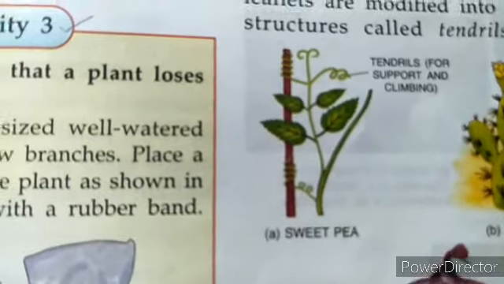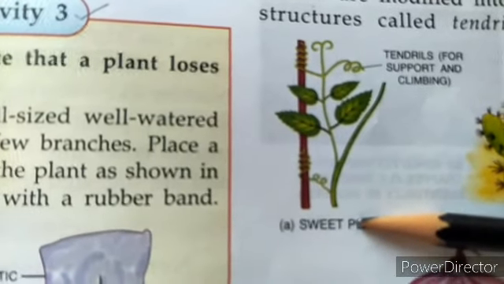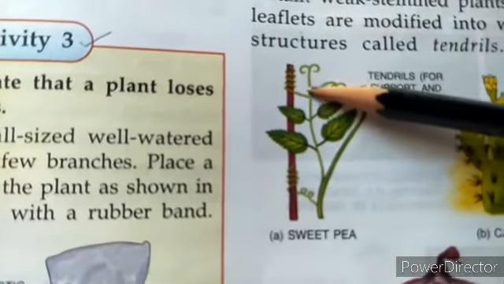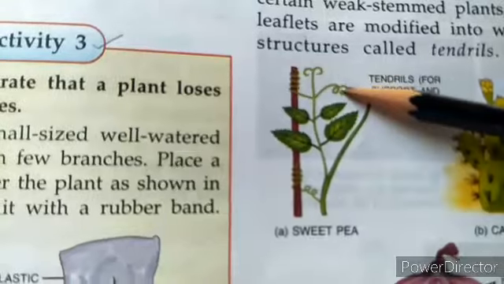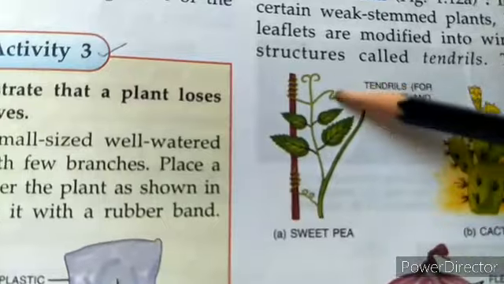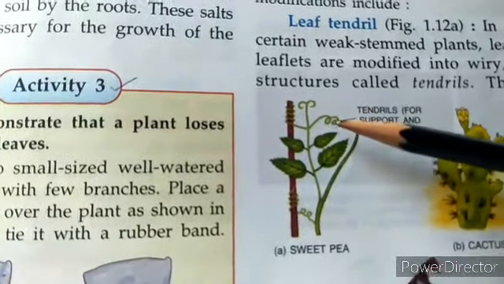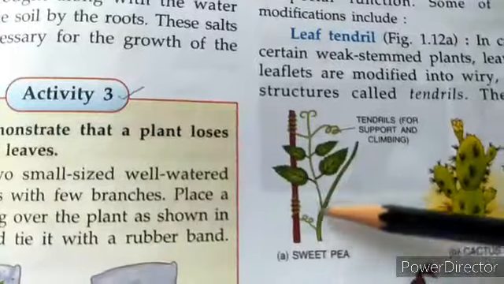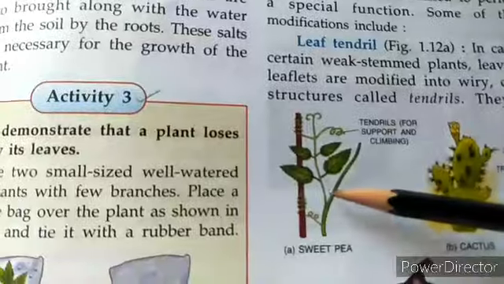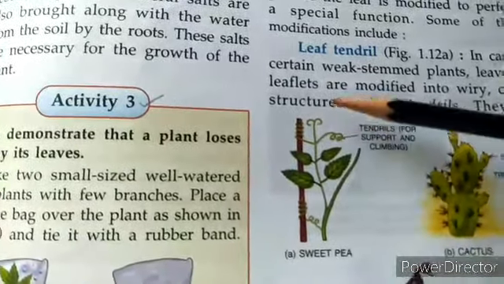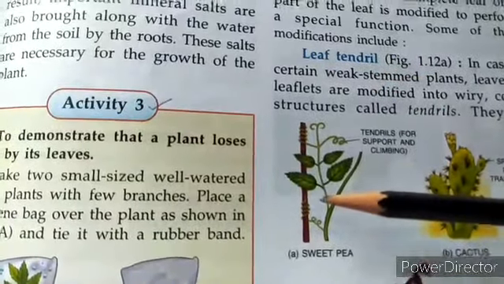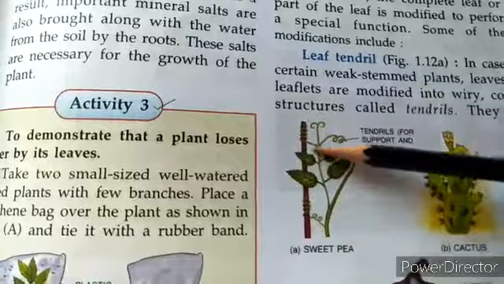Yes. So we can see here in the case of sweet pea, certain wire-like structures have been formed. You can see here wire-like coiled structures. These are known as leaf tendrils. The reason why these have developed from leaflets is because the stem is weak. And since the stem is weak, to make sure that the plant can grow upright and all its leaves can be exposed to the sun, the plant has to climb on some other support.